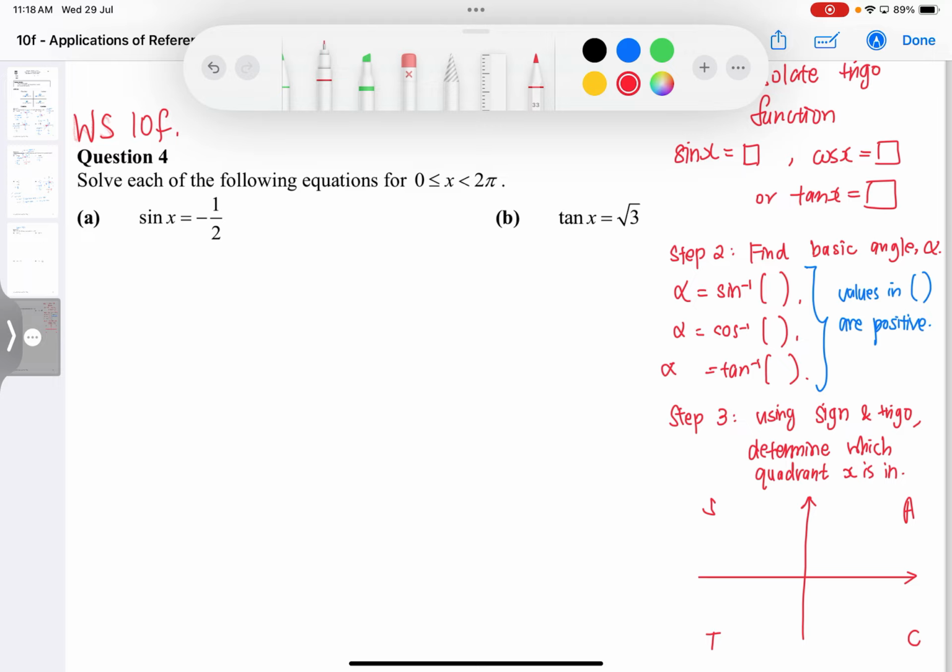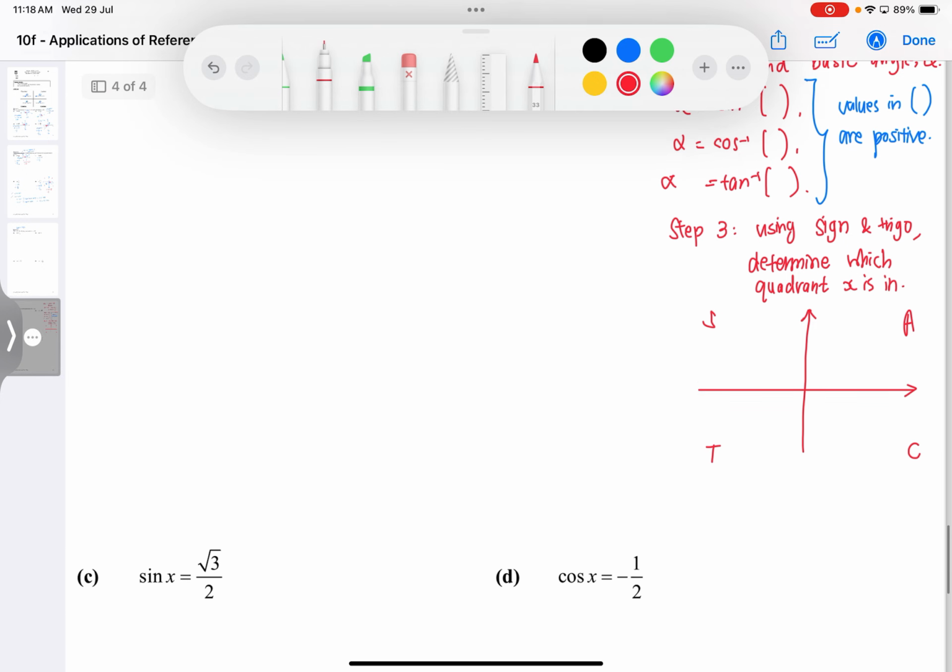Okay, so you know that sine is positive in the first and second quadrant. If in this box there's a negative value, then it will be third and fourth. Cosine is positive in the first and fourth quadrant, so if this value is negative, then it will be second and third. Logical? And then the last one, tangent is positive in the first and third quadrant, so if this is a negative value, then it will be second and fourth. And then finally, step 4.